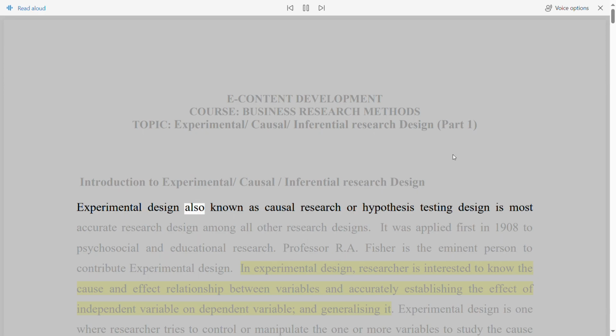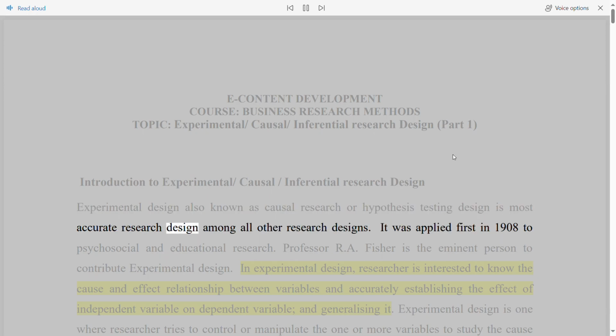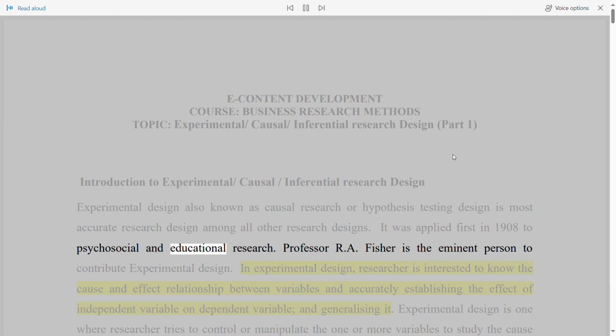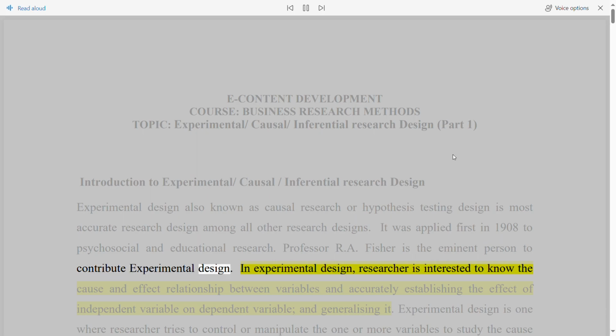Experimental design, also known as causal research or hypothesis testing design, is the most accurate research design among all other research designs. It was applied first in 1908 to psychosocial and educational research. Professor R.A. Fisher is the eminent person who contributed to experimental design.